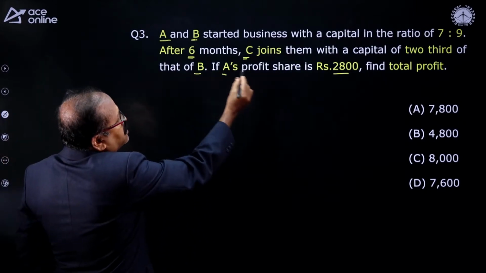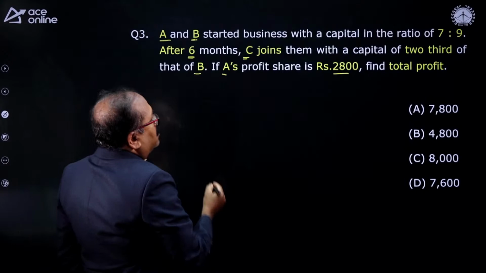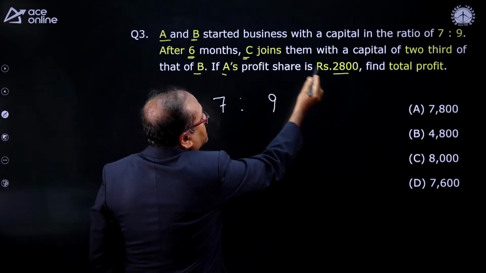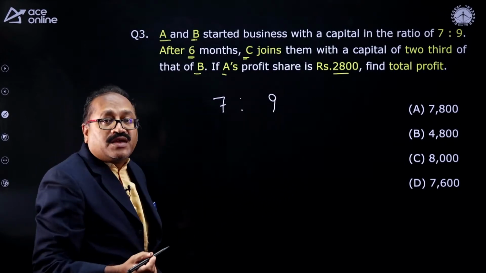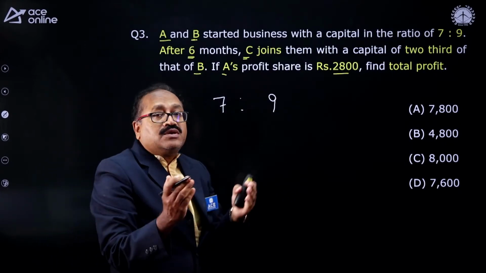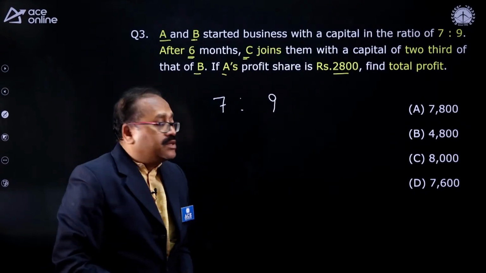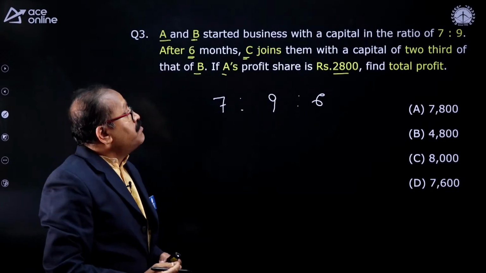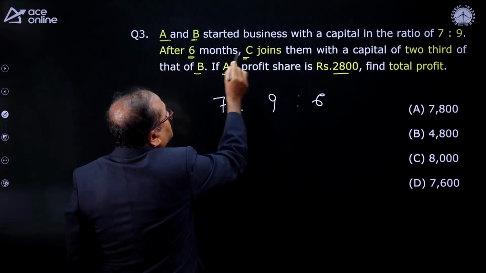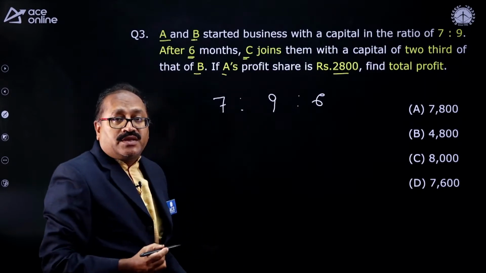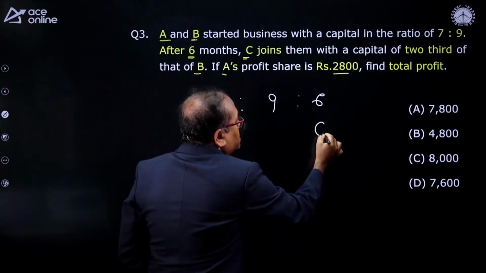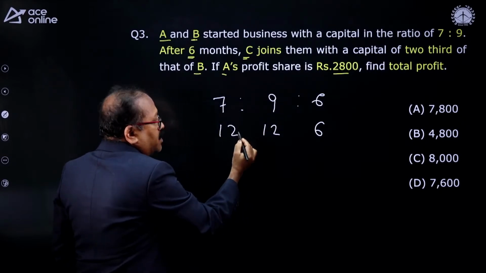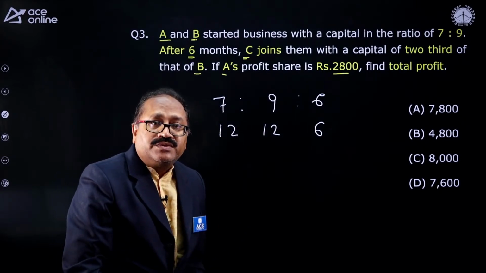A and B started the business with a capital of 7:9. So this is A and this is B. And C joined with 2/3 of the capital of B. So 2/3 of 9 is nothing but 6. So his capital is 6. Is there any difference of time? So look at this one. After 6 months, C joins. That means C was in the business for 6 months. Whereas nothing is said about A and B. Therefore, they were in the business for 12 months.